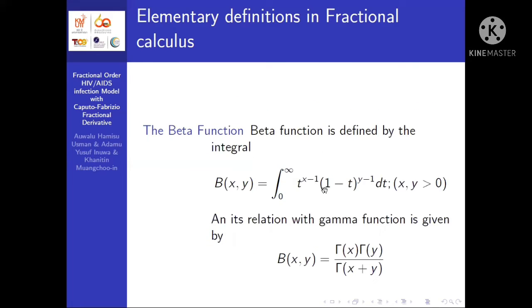Also, the beta function is a popular integral given by this relation. And if we apply integration by parts and the gamma function recurrence relation previously presented, we can derive a recurrence relation of the beta function given in terms of the gamma function.